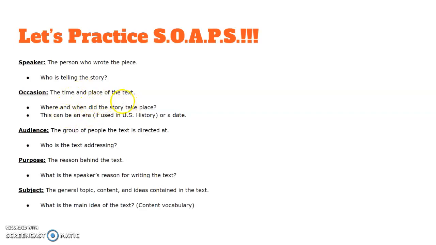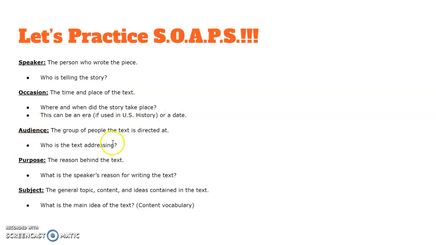Occasion is the time and place of a text. Okay, so where and when did the story take place? And this can be an era if used in U.S. history, or if there's a date listed within the article or something like that. That can be a clue as to when and where this took place.